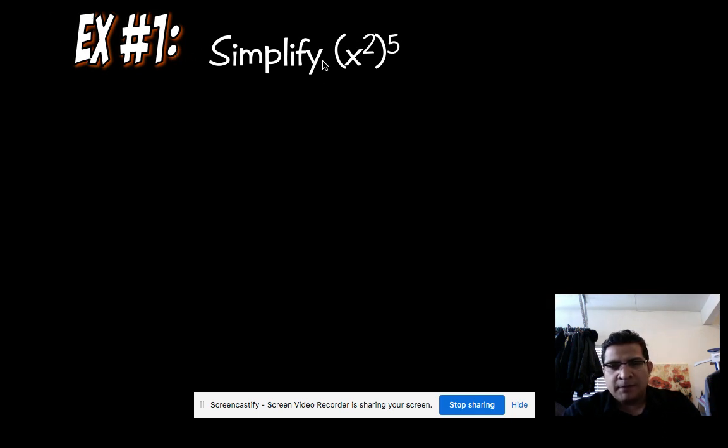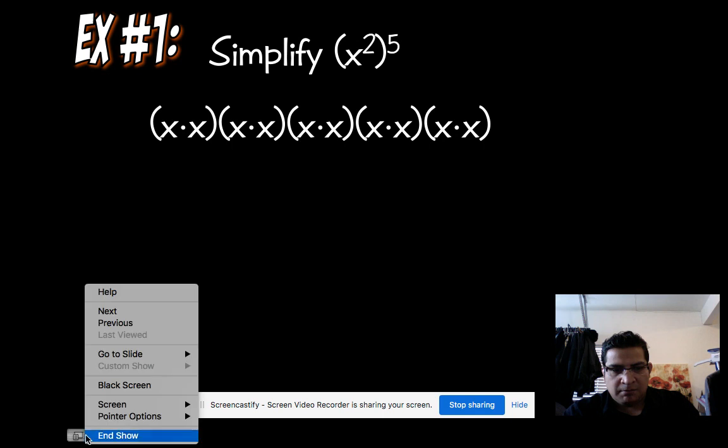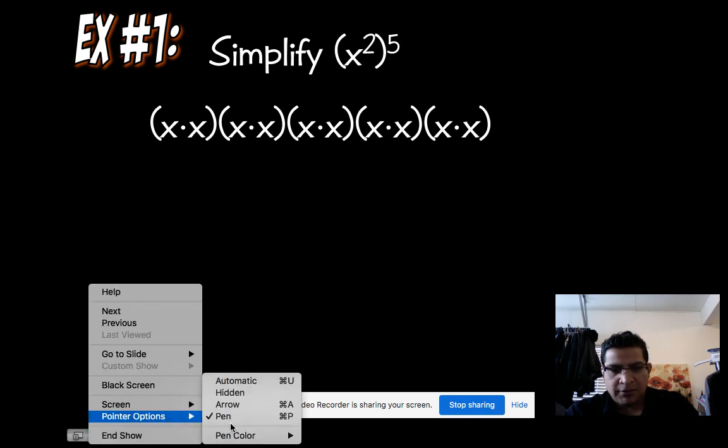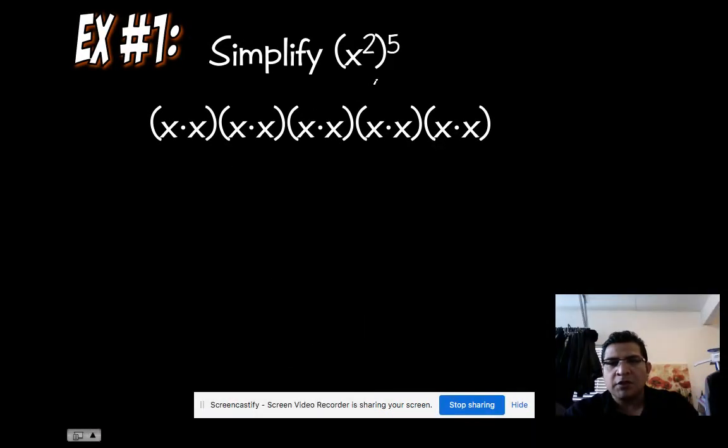Example 1: simplify x squared raised to the 5th power. The 5 outside is basically saying, give me 5 copies of what you have inside. I'll show you with the pointer. Let me change the color so you can see it. So I have 5 copies. Here's 1, 2, 3, 4, and 5.